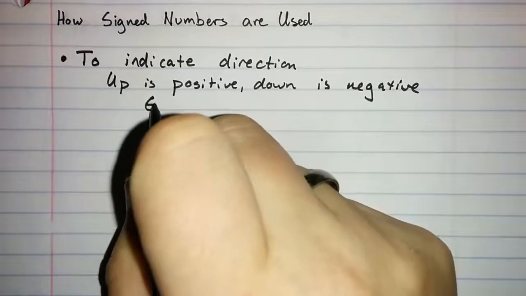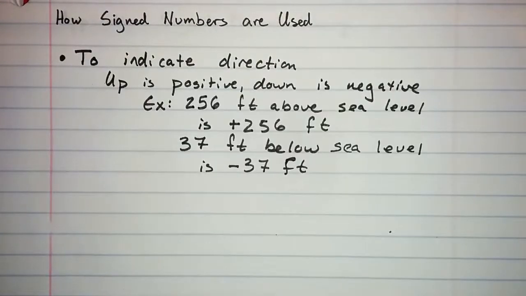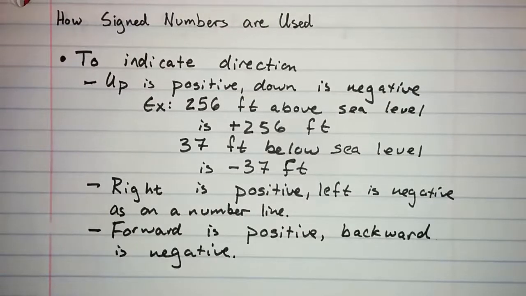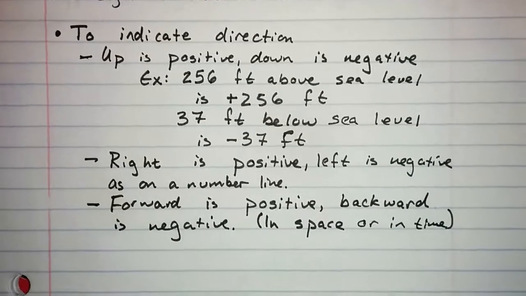For example, we might say that 256 feet above sea level is positive 256 feet, and 37 feet below sea level is negative 37 feet. We might say that right is positive, left is negative, like we did on our number line. And sometimes we say forward is positive and backward is negative. And we can use that in space or in time.